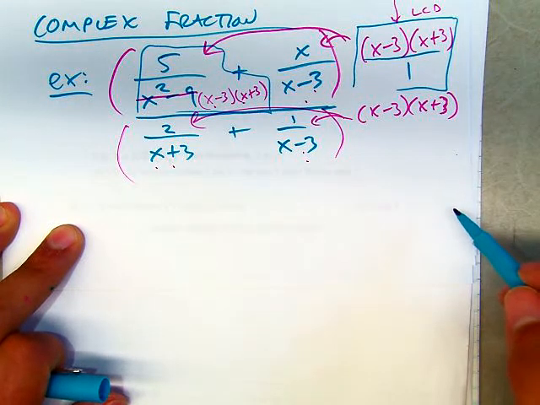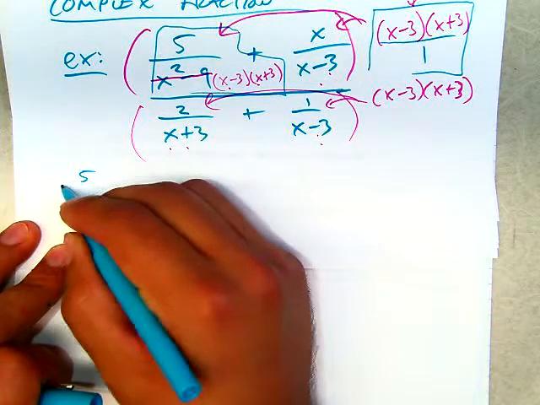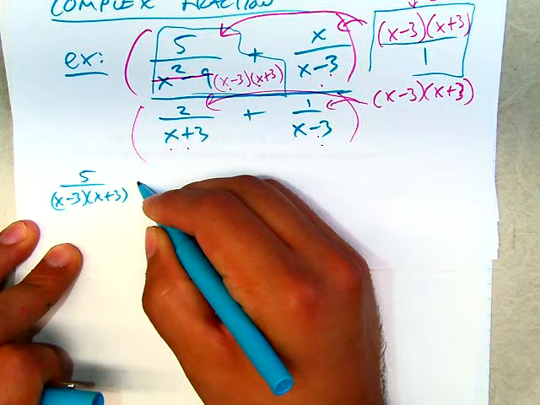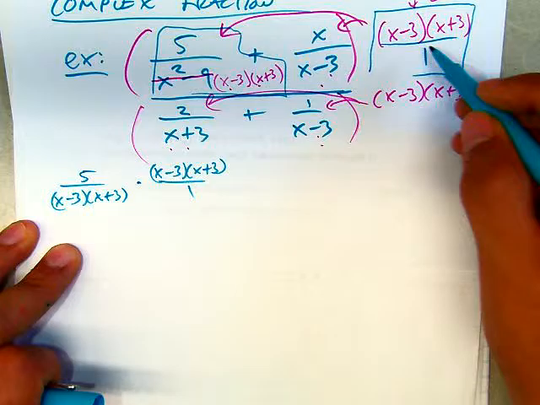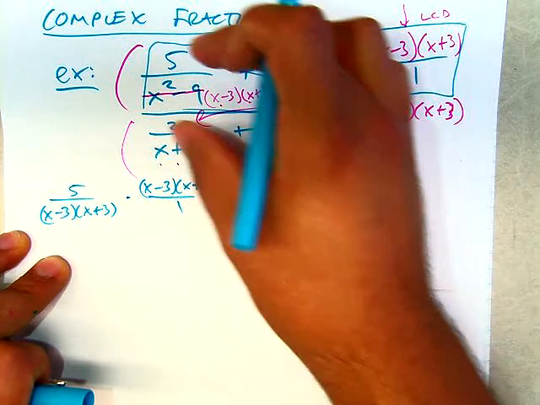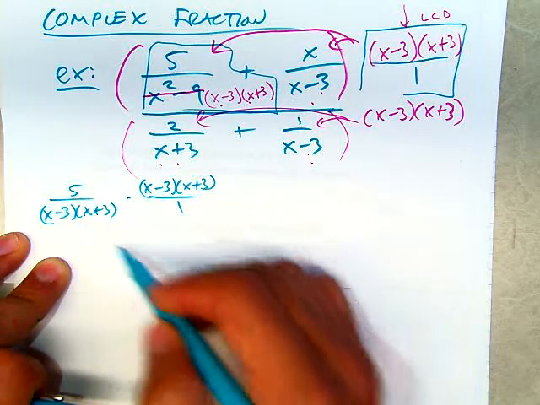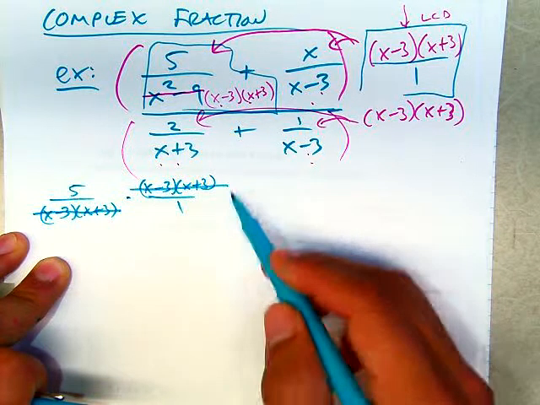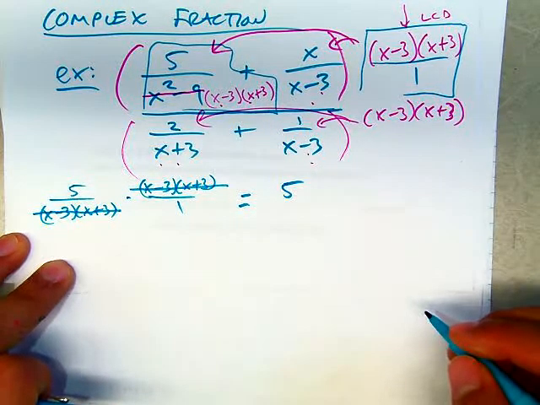what cancels? Maybe let me write this down one time. If I wrote what I'm actually doing, when I take this denominator, the LCD, multiply it to the first fraction, here's the calculation that's going on. You guys see that? What cancels? x minus 3, x plus 3 cancels. What's left? Just a 5. You guys see how we're getting that?